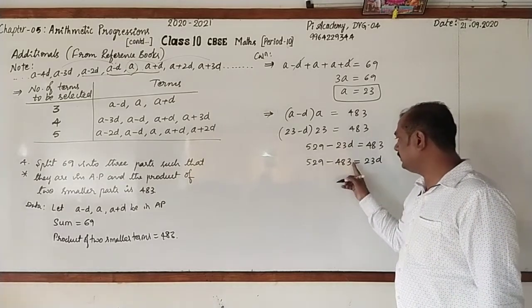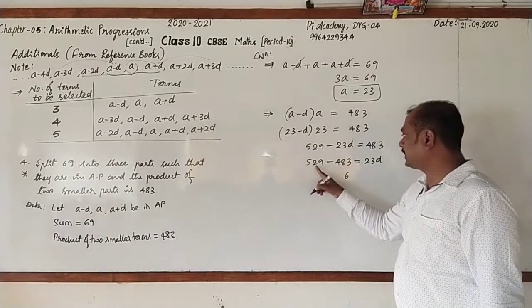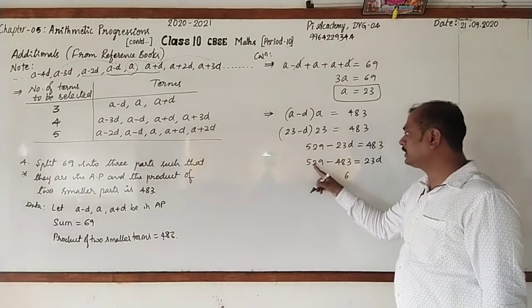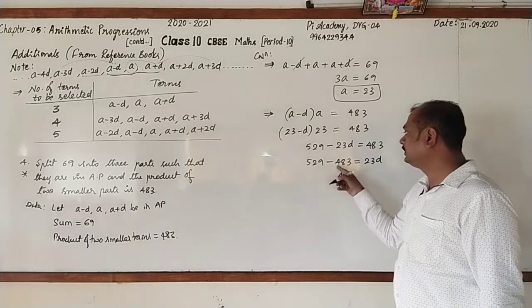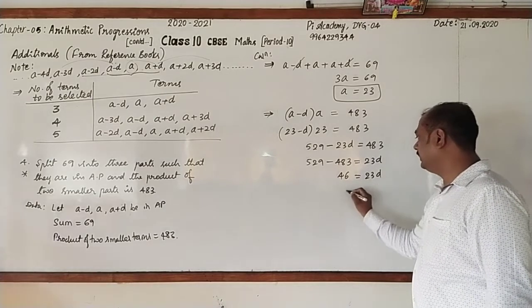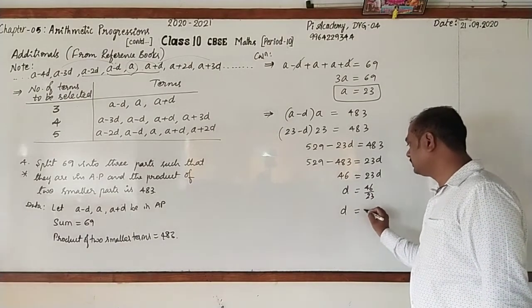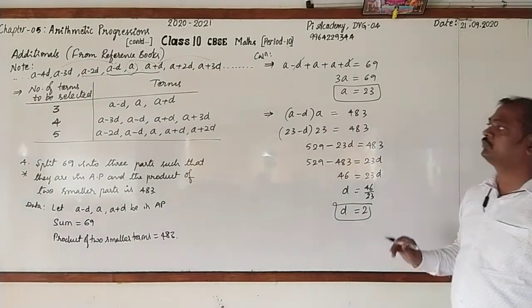Then subtract: 9 minus 3 is 6, then 2. From 2, 8 cannot be subtracted. Borrow 1, it becomes 12. 12 minus 8 is 4. Then 4 minus 4 is 0. So 46 is equal to 23D. Then D is equal to 46 by 23. How much? This is 2.